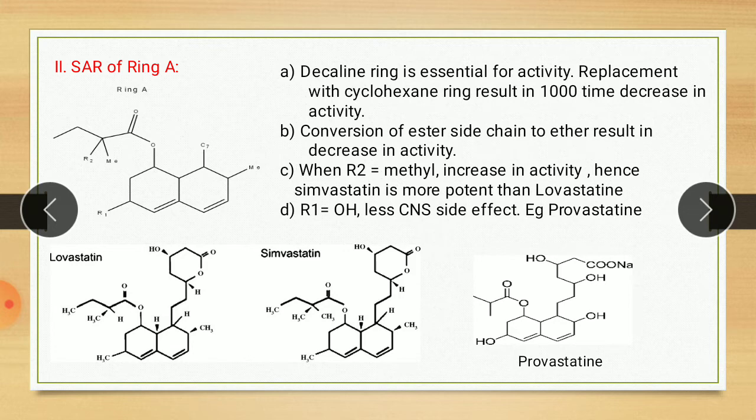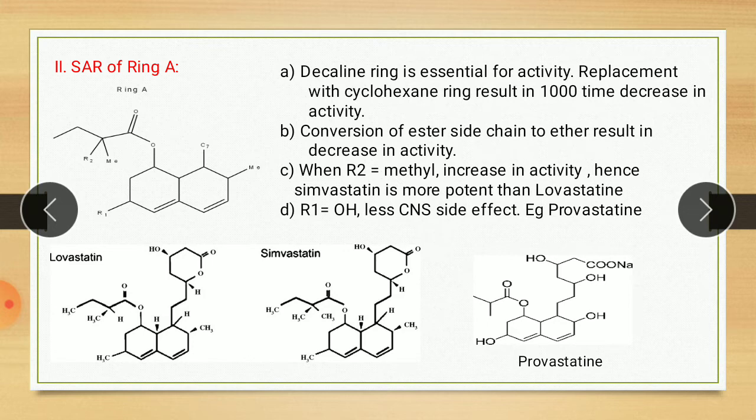Second point, conversion of the ester side chain to an ether results in a decrease in activity. So this is an ester side chain: here is oxygen with a carbonyl group and this side chain. So it is the ester type. If we replace this ester with an ether, activity decreases.